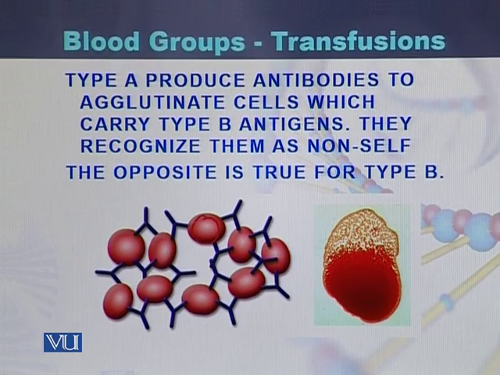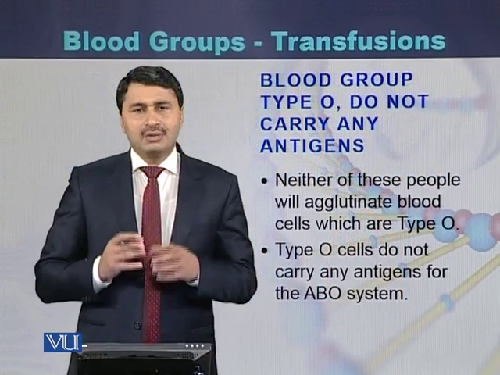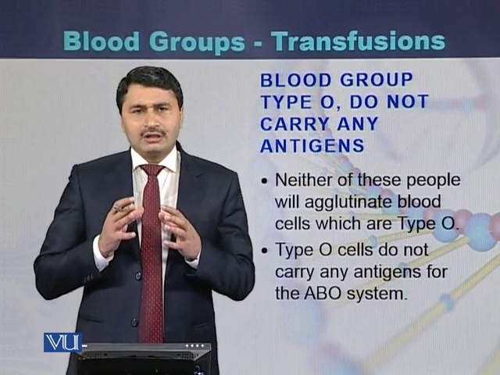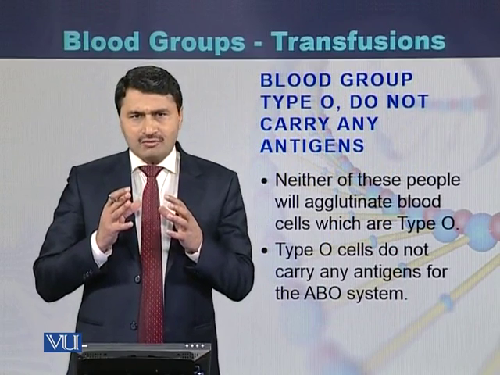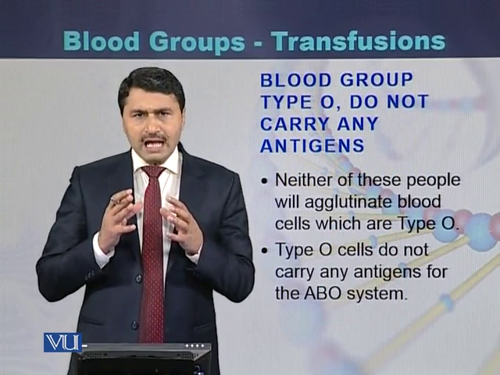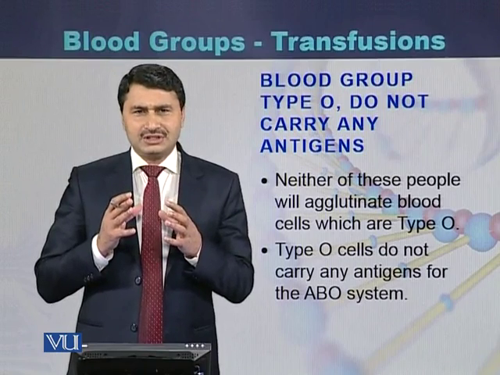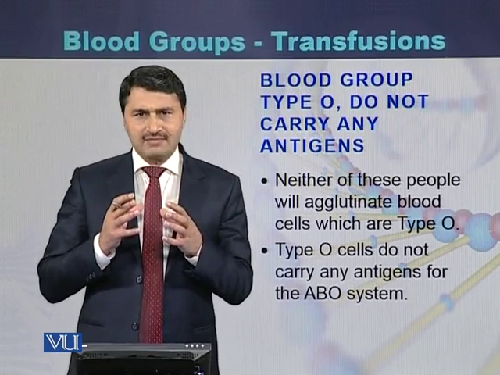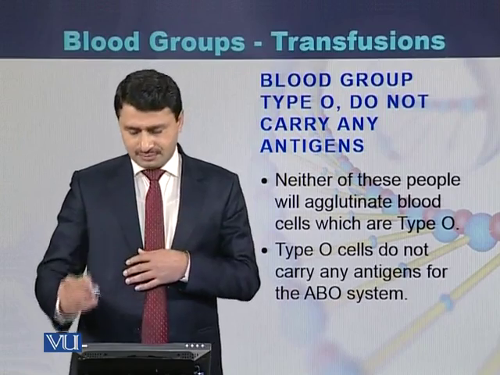In this diagram, we can see the agglutinations that are formed due to the reaction of the antibodies and antigens which are present on the surface of the red blood cells. Blood group O: the red blood cells of blood group O do not carry any type of antigens on their surface.